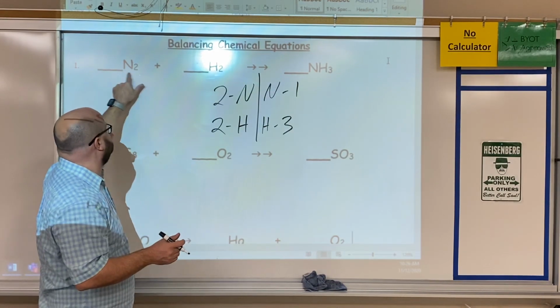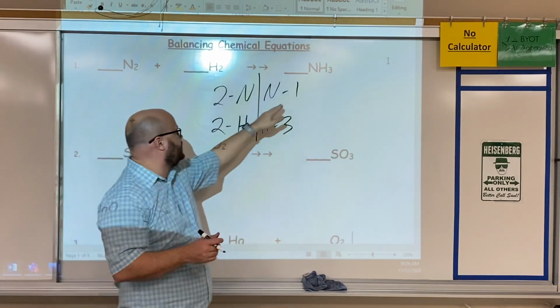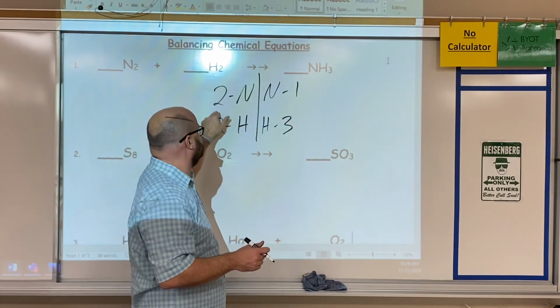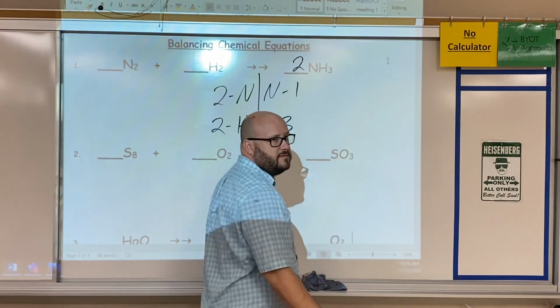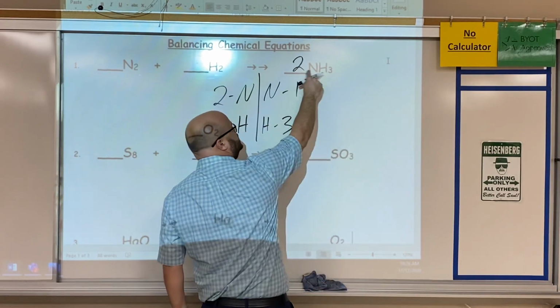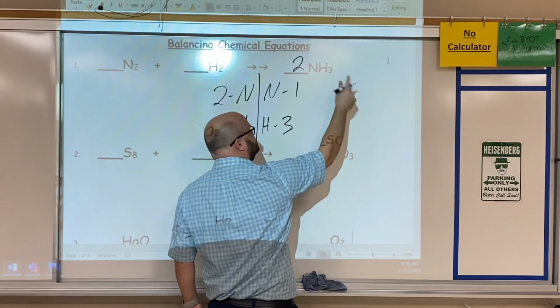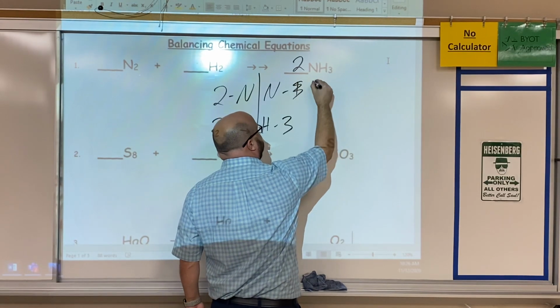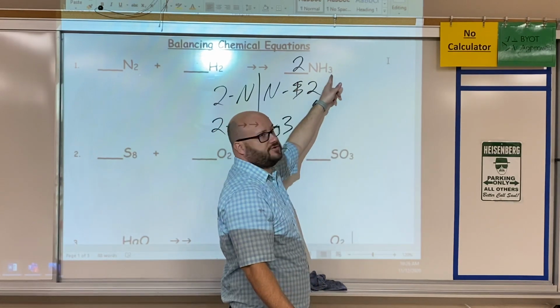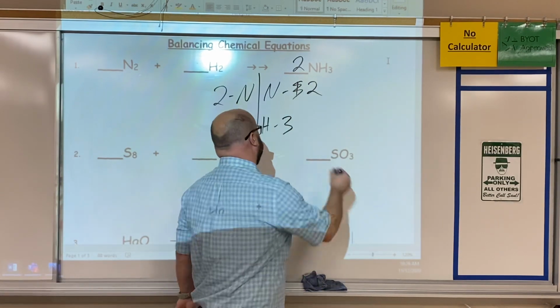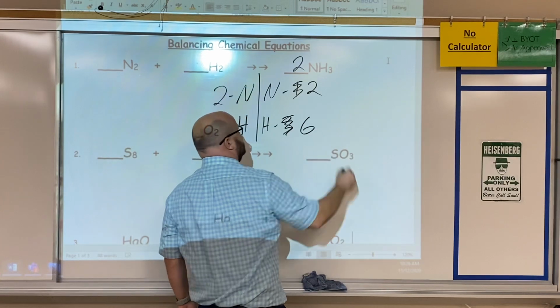Let's start with nitrogen. If we want to have 2 nitrogen on this side to balance this one, we got to add a 2 for a coefficient. 2 times that 1 that's not necessary gives us 2, but it also changes our hydrogen. 2 times 3 is 6.